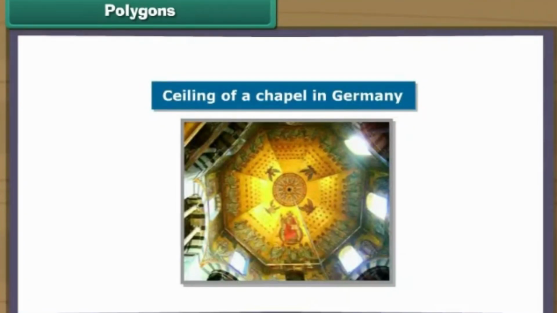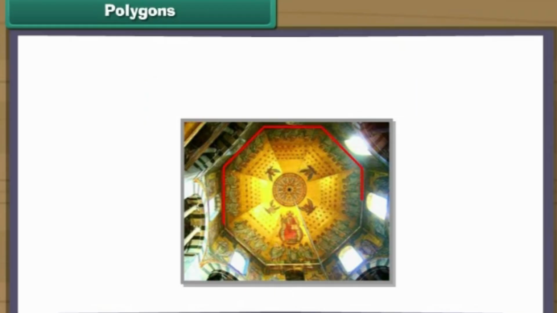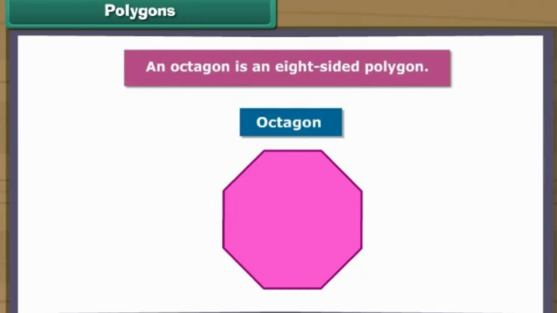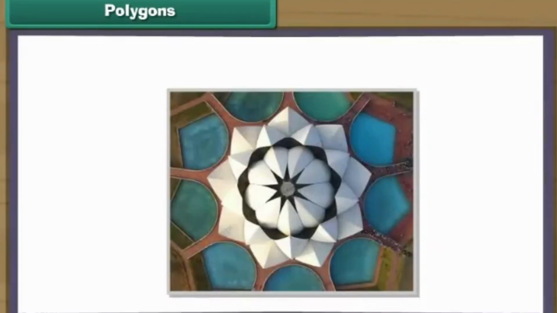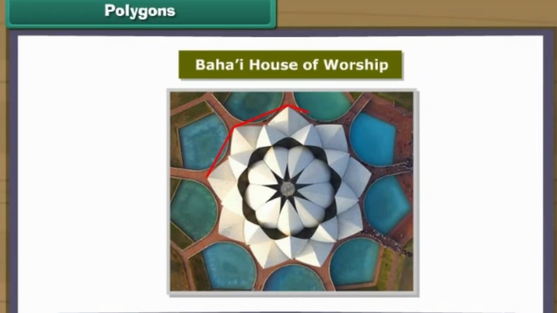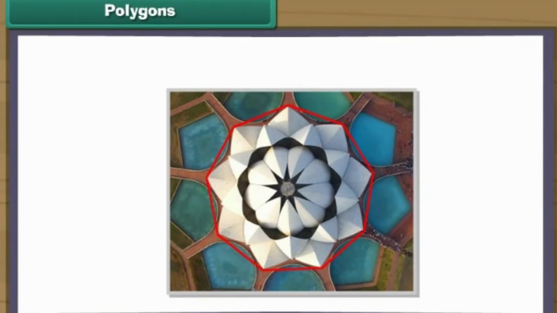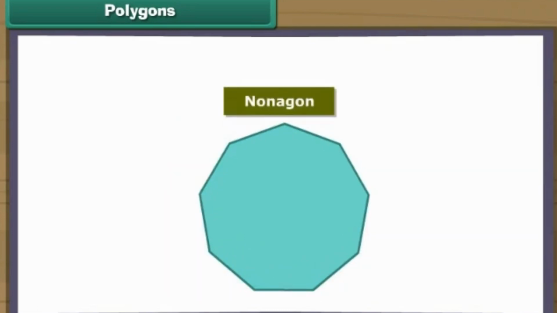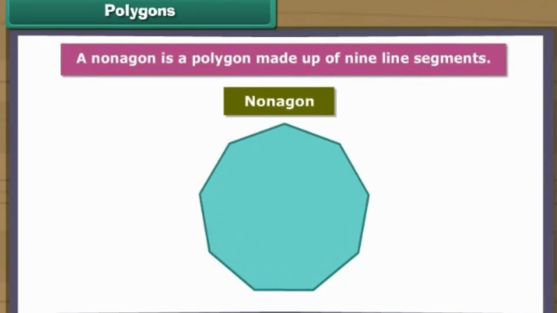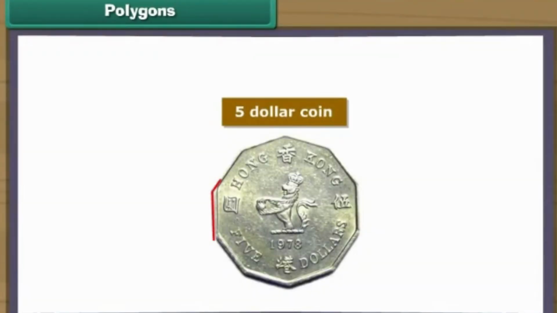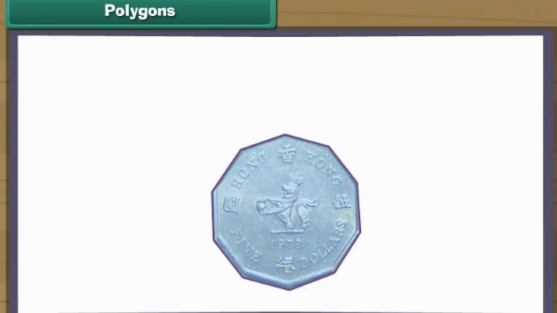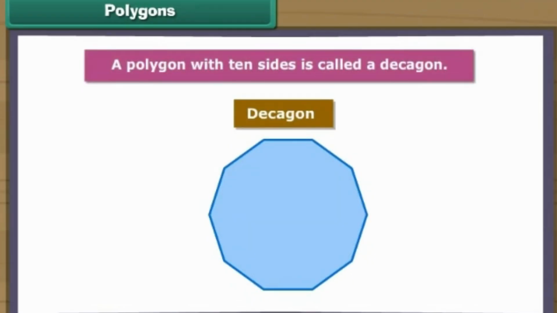This is the image of the ceiling of a chapel in Germany. It has 8 sides. An octagon is an 8-sided polygon. Look at this image. It is the Bahá'í house of worship. All Bahá'í houses of worship have 9 sides. A nonagon is a polygon made up of 9 line segments. Here is an old $5 coin from Hong Kong. It has 10 sides. A polygon with 10 sides is called a decagon.